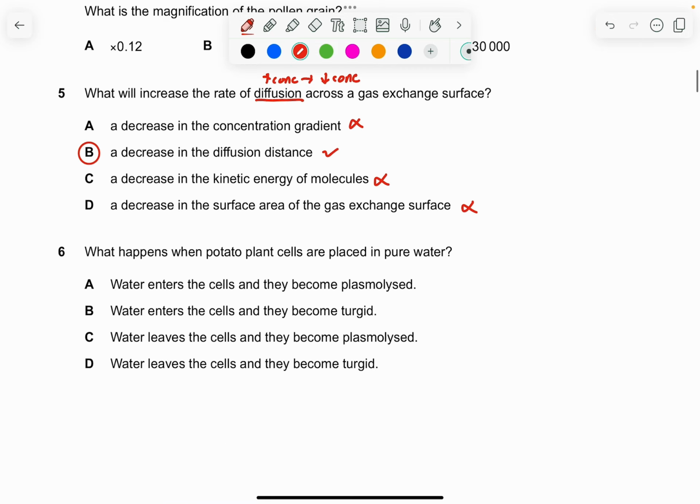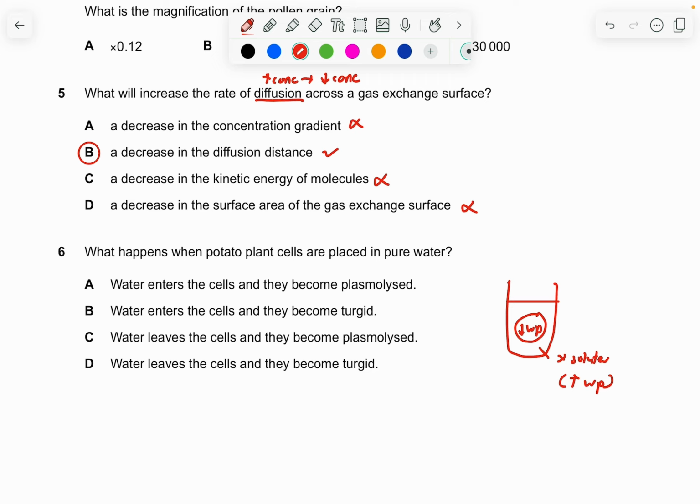Question 6. What happens when potato plant cells are placed in pure water? If I put my potato inside pure water, meaning there are no solutes, just remember there are no solutes. So outside in pure water, there is a higher water potential and the potato itself has a lower water potential. So which would be the correct statement?